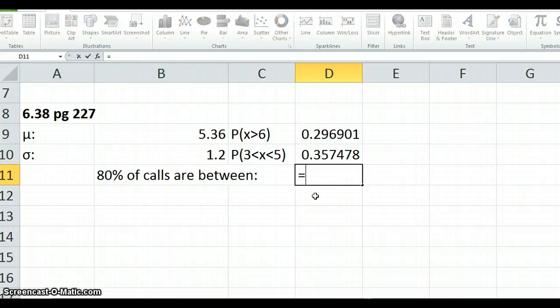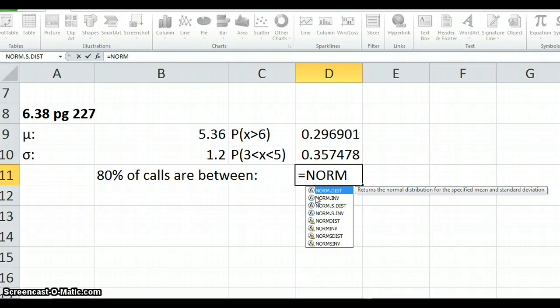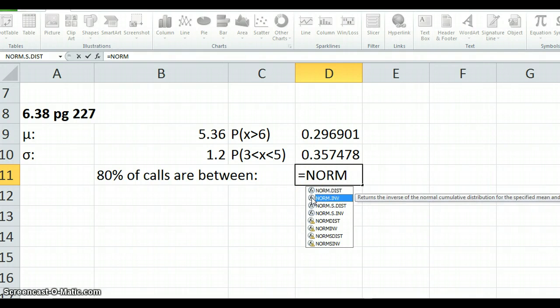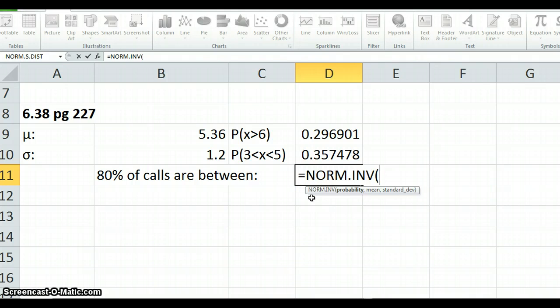So first we're going to do equals norm, and I'm going to use NORM.INV. This is norm inverse because what it's going to do is say, okay, instead of you giving me an x and I'll turn it into a probability, you give me a probability and I'm going to turn it into an x. So it's doing the computation backwards. So if we want the middle 80%, we need to cut out the bottom 10%. So I'm going to start the first number, the lower number. It's going to start at 0.1, because that's the bottom 0.1 or bottom 10%.